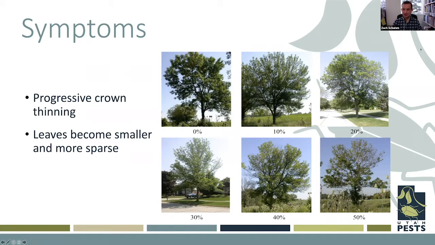Okay, so in terms of symptoms, these are symptoms that you are going to want to scout for: those D-shaped exit holes if you see them, or scout for the galleries. A lot of these symptoms that I'm going to be discussing have been seen in Colorado infested ash trees, so keep that in mind too.